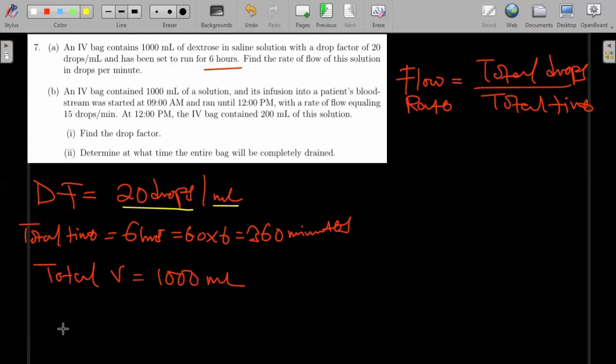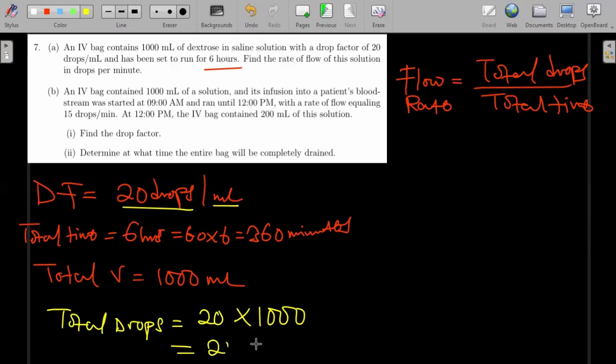So we're going to say total drops is equal to the drop factor 20 multiplied by the total volume that I have, in milliliters of course, 1000. This is going to give me the total drops. So 20 multiplied by 1000, I get 20,000 drops. These are the total drops that I have.